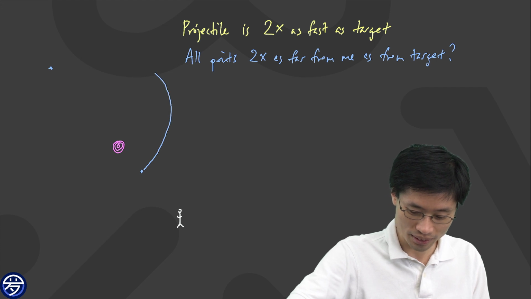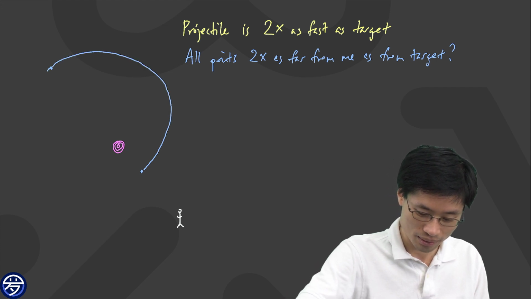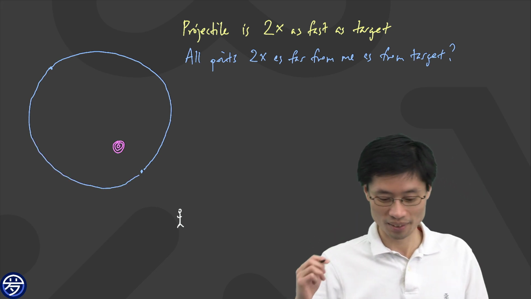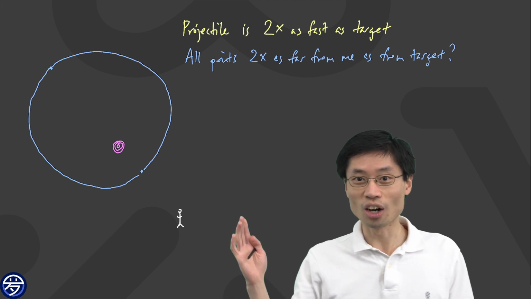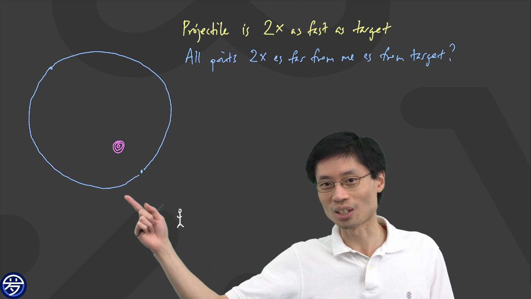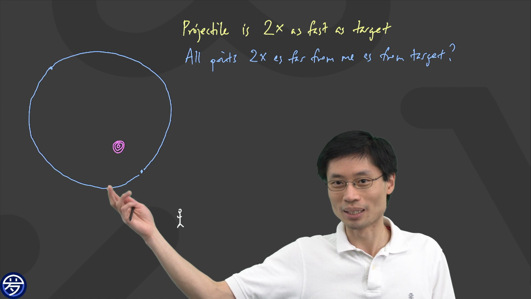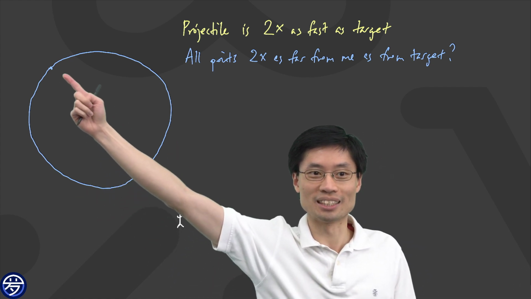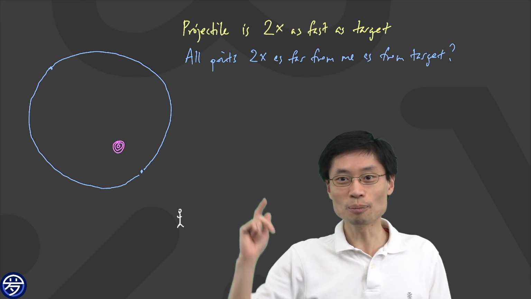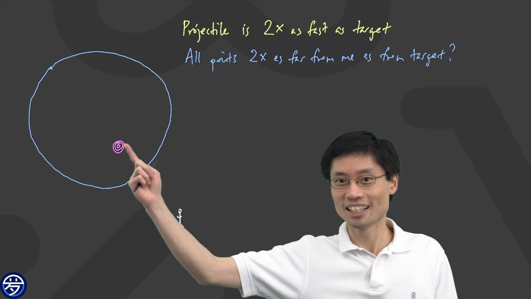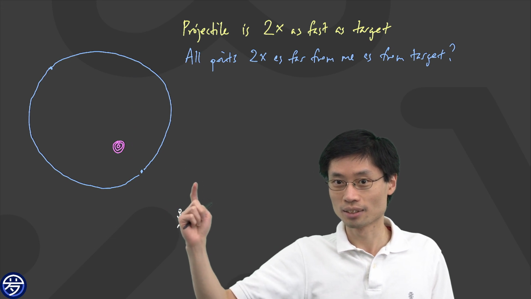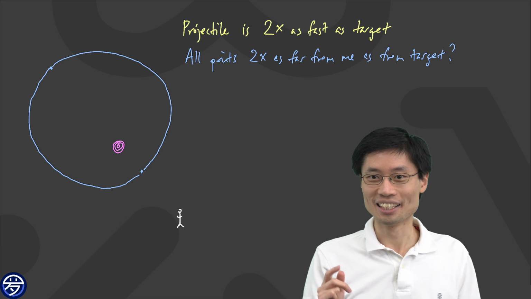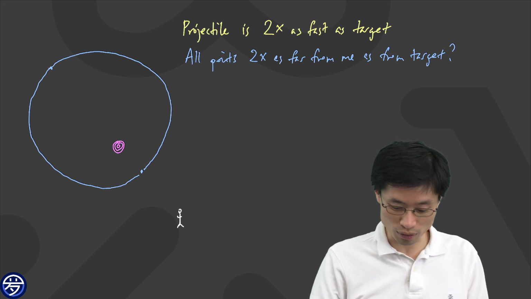This circle is all of the points which are, okay, the circle is not quite right. It's not supposed to be lumpy like this, but it's supposed to be a circle which is symmetrical across the line that goes between us. And every point on this circle is twice as far from me as it is from the target. This is amazing. In fact, this has a name. This is called a circle of Apollonius.